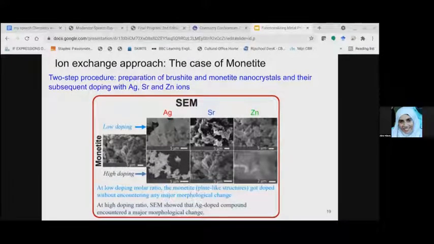At low doping ratio, I mean the element of interest to the calcium, I got the doped monetites. They have the same morphological structure at the micro and nano scale of nanolayered phases. But at high doping ratios, I ended up with different phases in the case of silver and zinc. With the strontium, monetite preserved its structure.